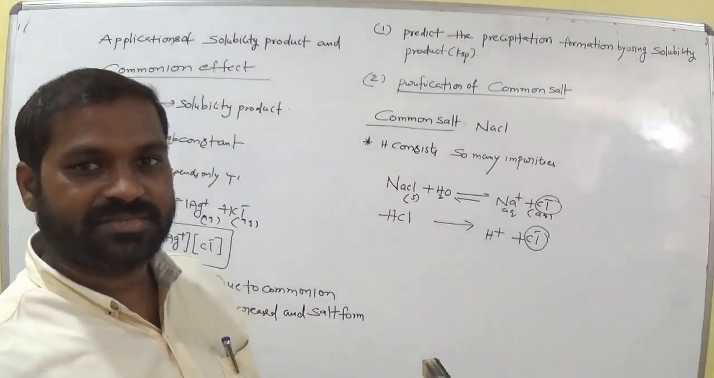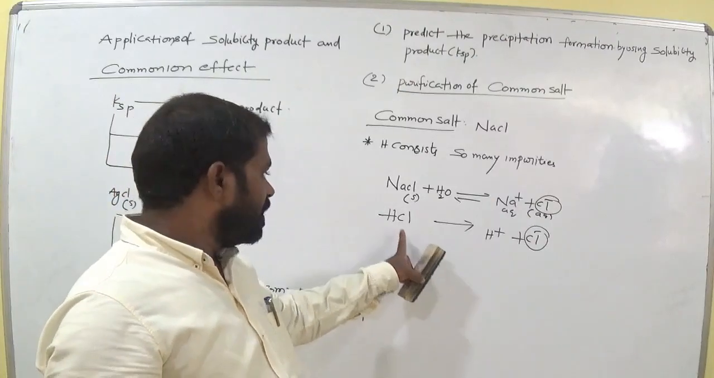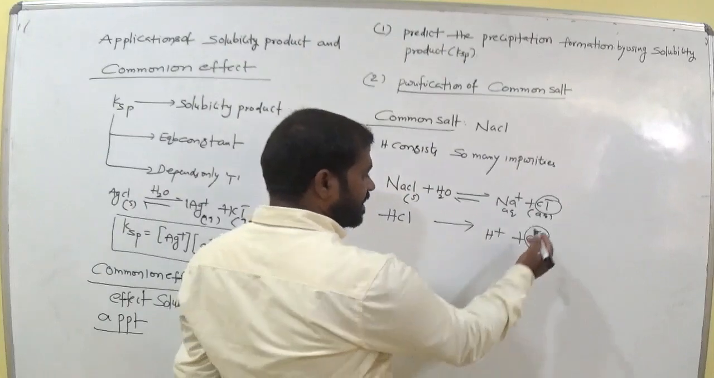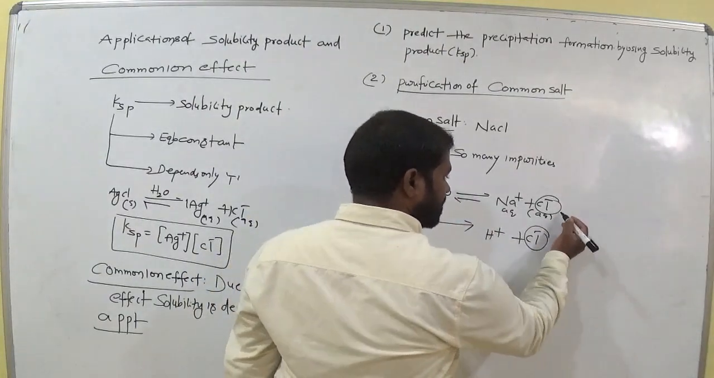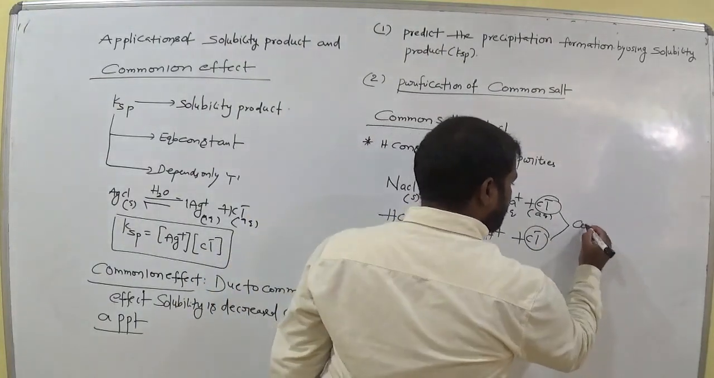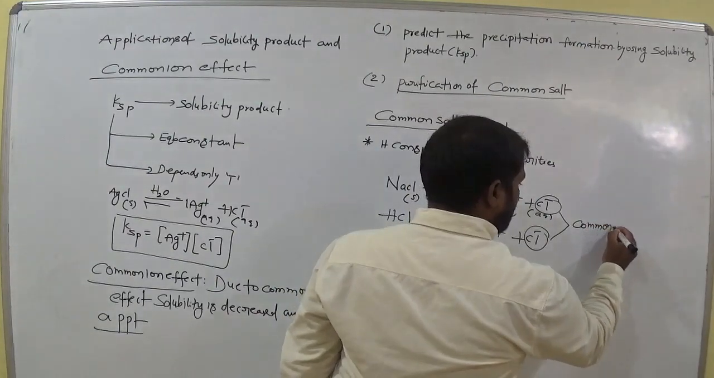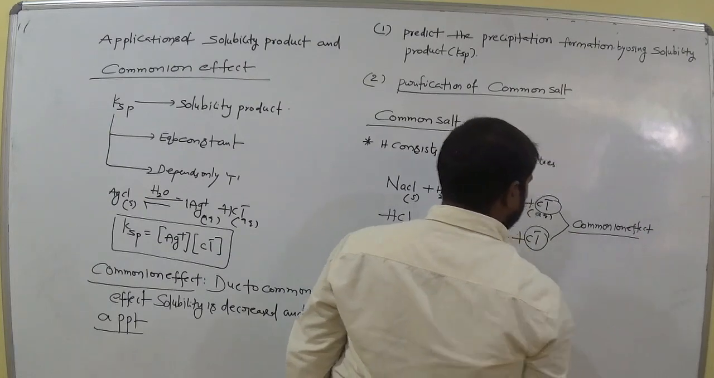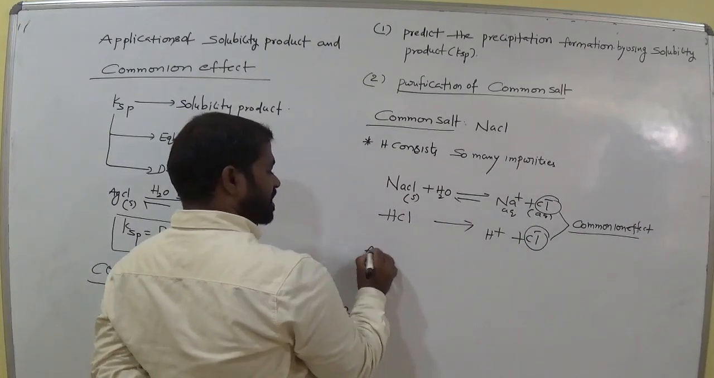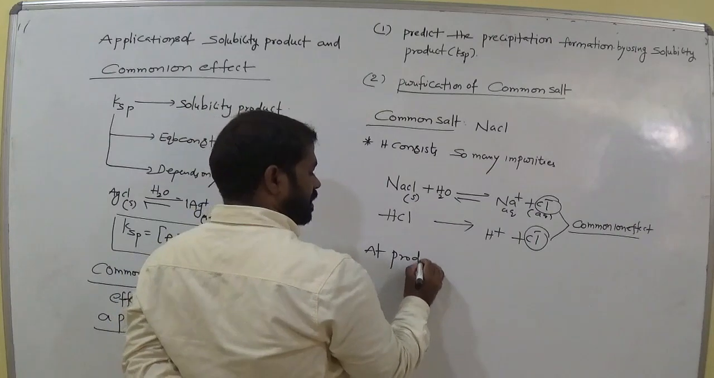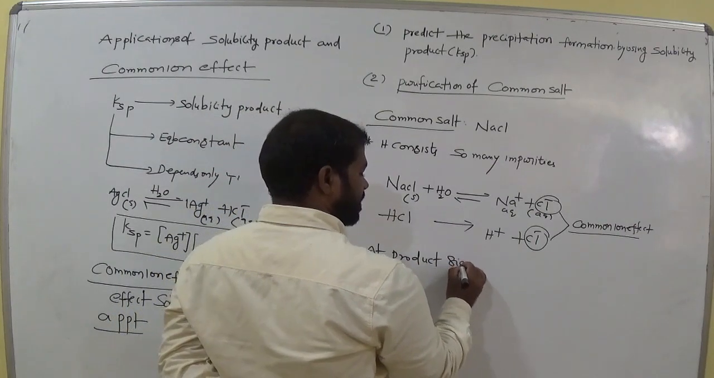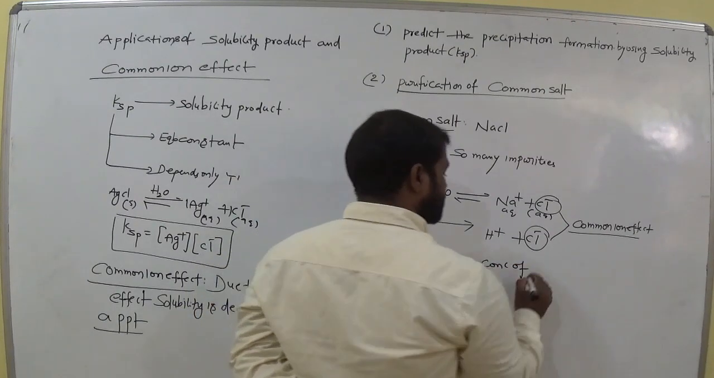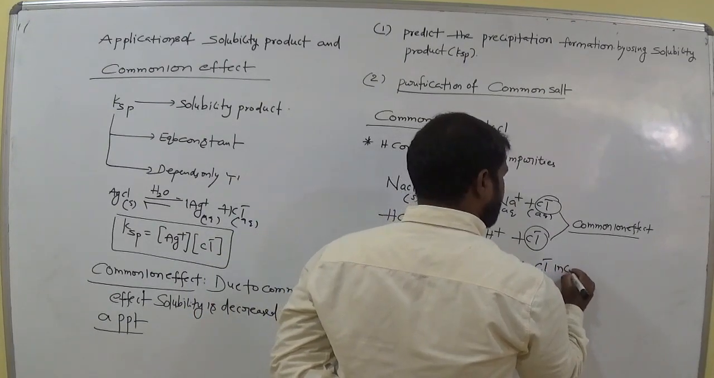In this case, it splits as H+ and Cl-. Now one common ion is there in both compounds, that is Cl-. Now this is common ion effect. Common ion effect. So at the product side, concentration of Cl- increased.